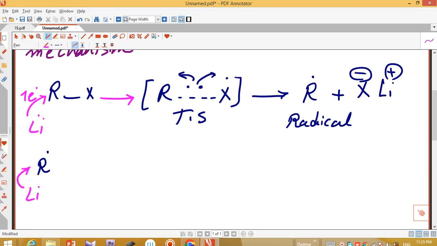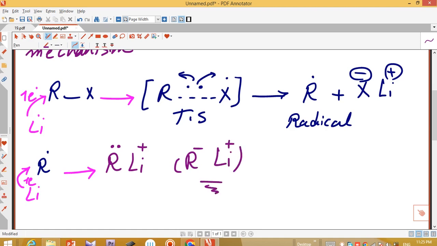Okay, again we will have one R radical, and also we will have lithium. Lithium is our metal, so it wants to lose one electron in order to become a cation. So again, because there are two electrons in R, which is our alkyl, it becomes negative. And when you have one carbon that has a negative charge, it will be called a carbanion, and the metal here is a cation.